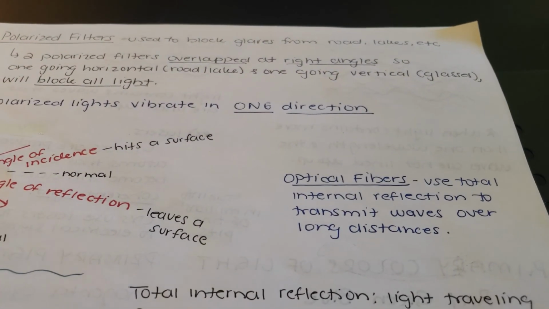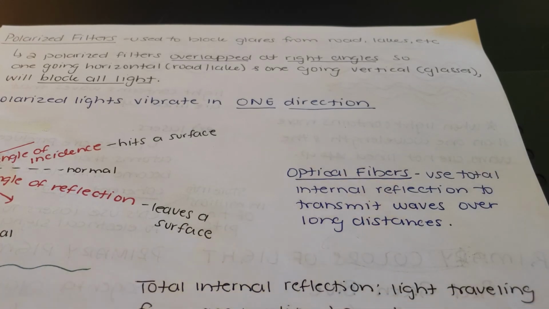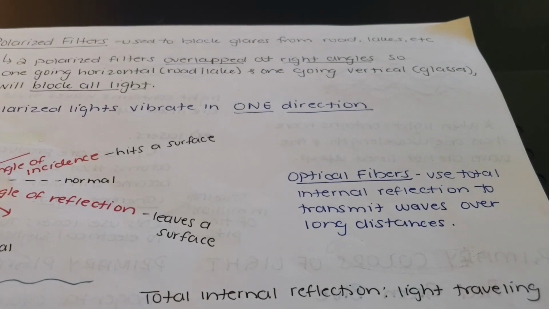And then to end off everything, we have optical fibers, which is basically a way to convey waves from one spot to another that may be longer or more complicated to get to. And optical fibers also use total internal reflection to transmit these waves from one area to another. And that's a really great use in our lives today, whether it's through internet or on the phone, and so forth.